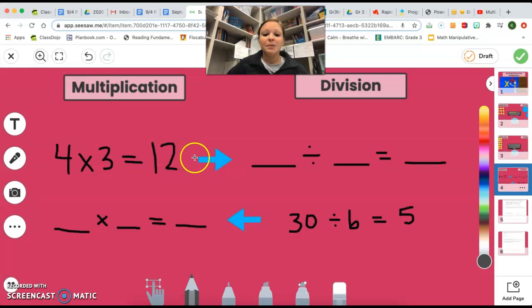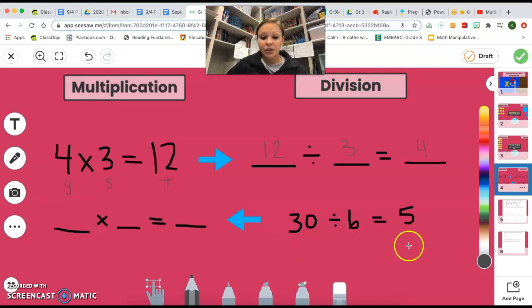Here we have 4 times 3 equals 12. Well, we know that this could be the number of groups, and this could be the size of each group, and we know this is the total. So we are going to take the total, put it here, the size of the group equals the number of groups. Or you could say 12 divided by 4 equals 3. It doesn't matter, as long as your big number comes first in a division problem.